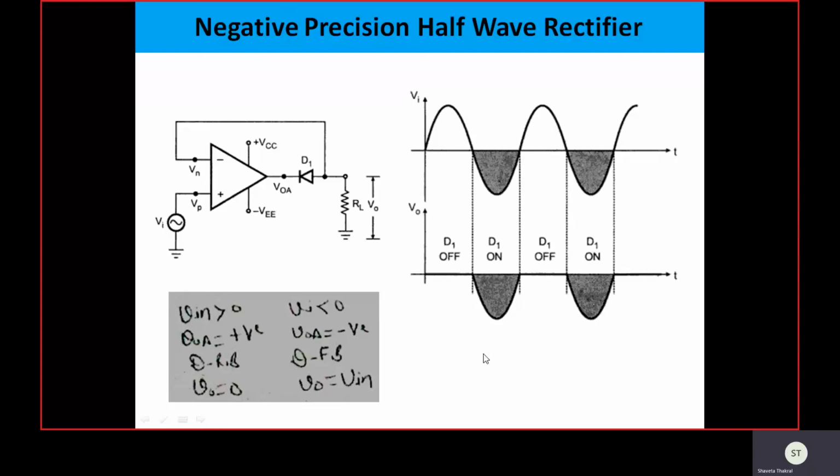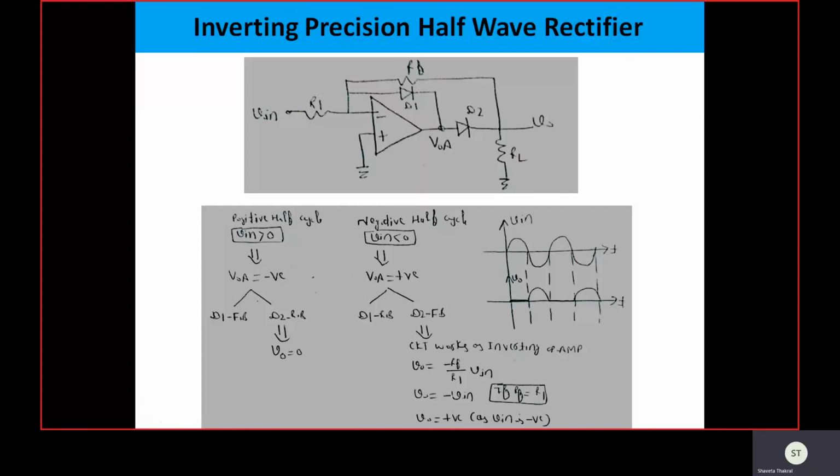The frequency response of the circuit is poor because the circuit goes into saturation in one of the half cycles, when the feedback loop gets broken and the diode is reverse biased. So to avoid this limitation, we have a modification in the circuit.